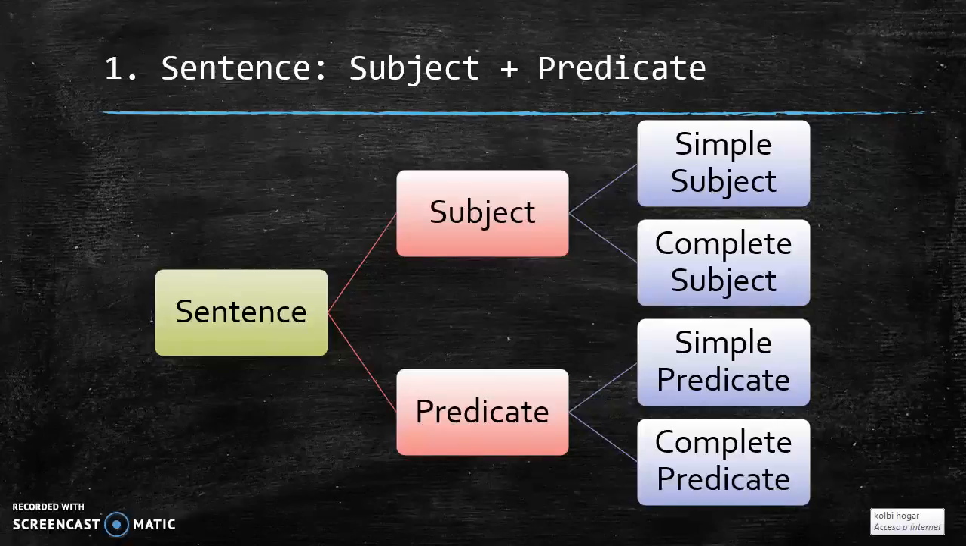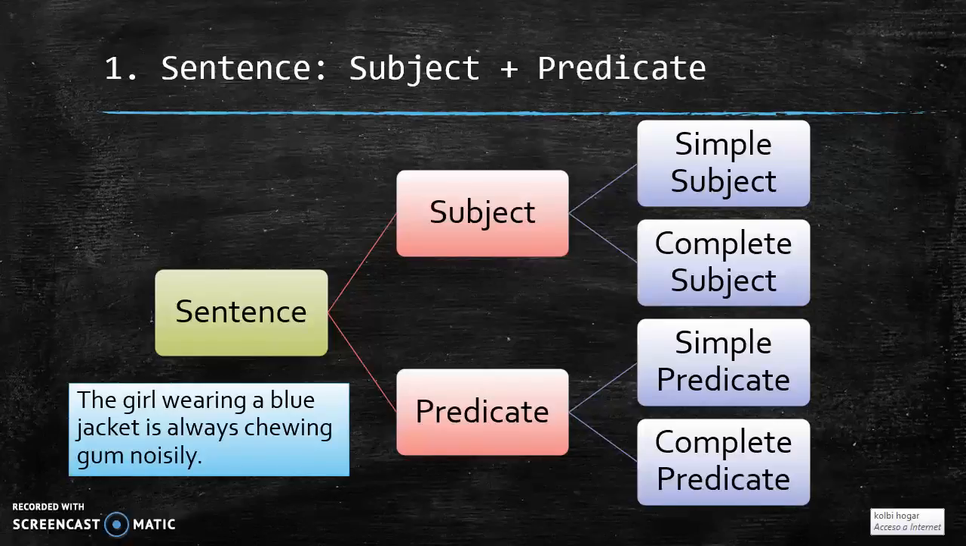The predicate, on the other hand, is going to be also divided into two parts, simple predicate and complete predicate. The simple predicate is the verb, the action. Again, if we take the verb out of the sentence, we're not going to understand what it refers to. The complete predicate includes the verb and its modifiers, normally prepositional phrases and adverb forms.